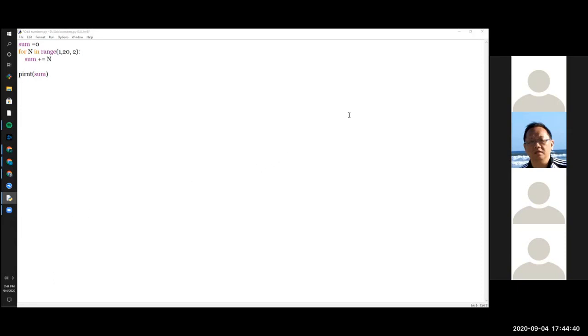One second. So why would sum equal 0? Sum equals 0 because initially you don't have anything in sum. Okay. And then you have the n equals 1, you add the n to sum. N equals 3, you add the n to sum. N equals 5, you add the n to sum. So sum is an accumulator, and at the end of this program, you will sum them up. You will actually get 100.